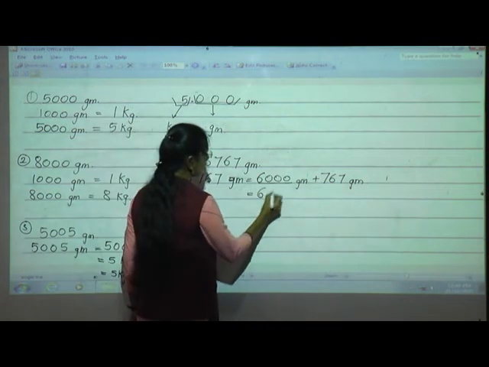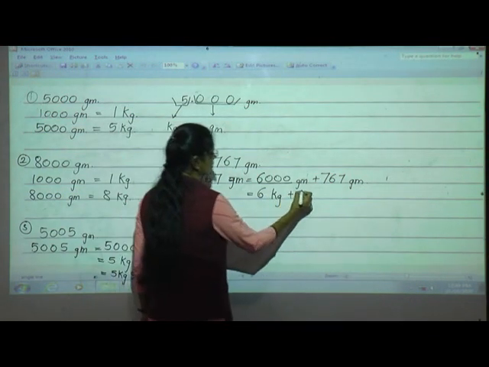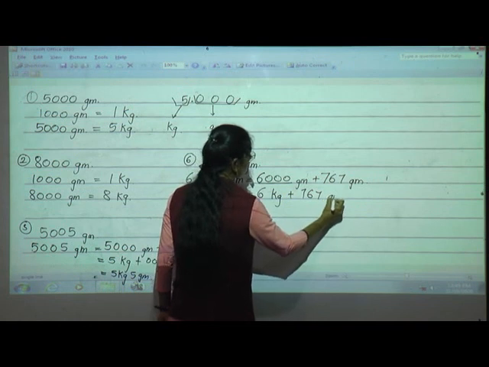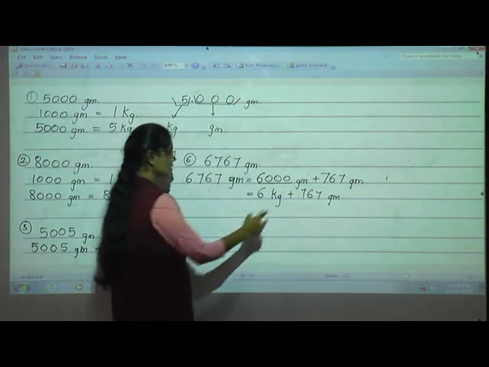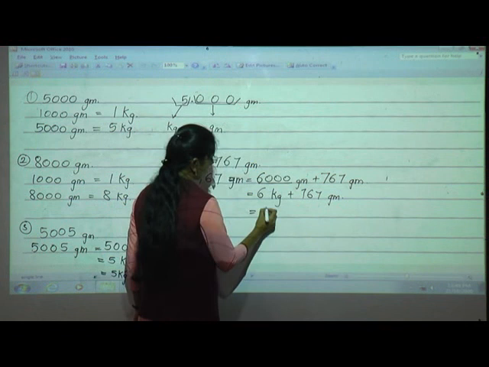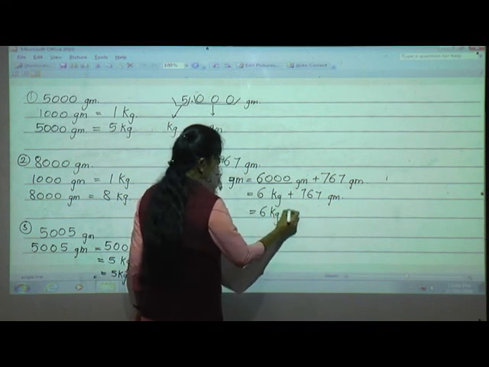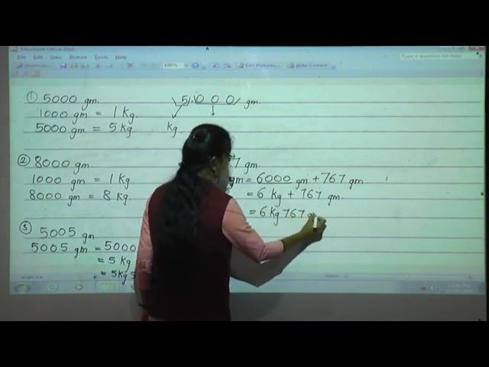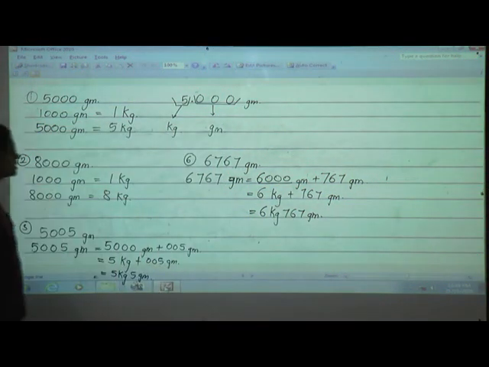So we'll write here 6 kilogram plus 767 gram. Okay, now you just have to remove this plus sign. So write here 6 kg 767 grams, which means 6767 gram is equal to 6 kilogram 767 gram. Understood how to solve this type of examples? Okay, now we'll see the addition and subtraction of weight.